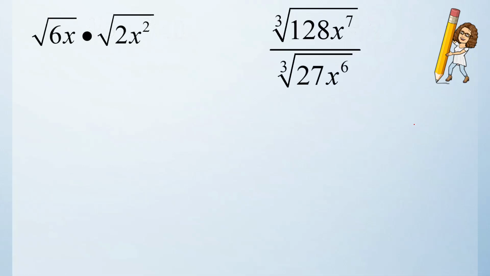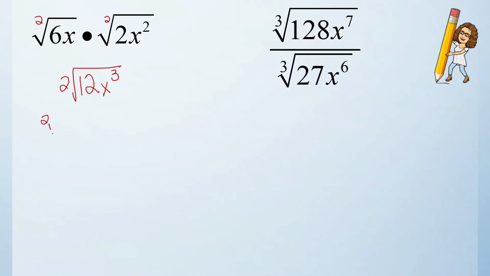Okay, let's try a couple more. So now here I got some x's inside. I need to multiply because they have the same index, right? So same index there. So I'm going to square root of 12x cubed because I'm just going to multiply my bases, which means I add my exponents.